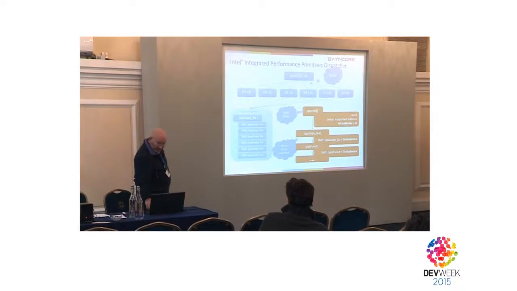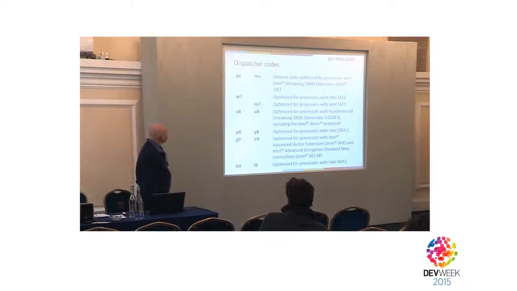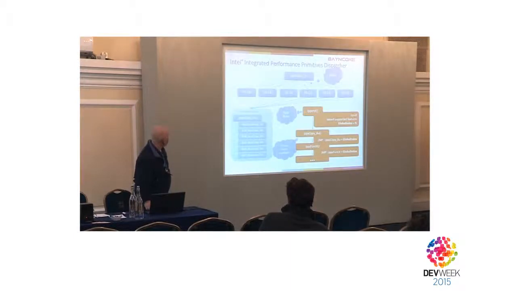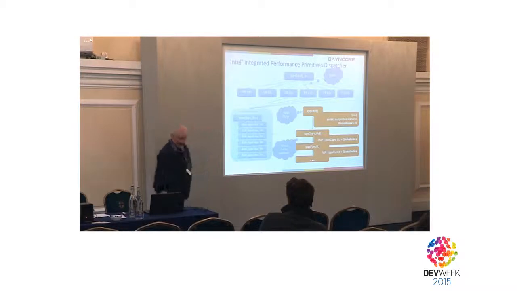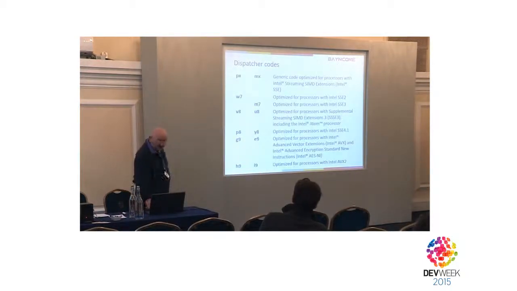So I'm not going to go through these. All these codes are the beginning. If you've got the beginning of these things, that's all it says. So PX is generic code optimized for processors with Intel streaming, so that's SSE. You've then obviously got variants on that, SSE2, SSE3, and then coming on down to the AVX ones, which are the G9 and E9.